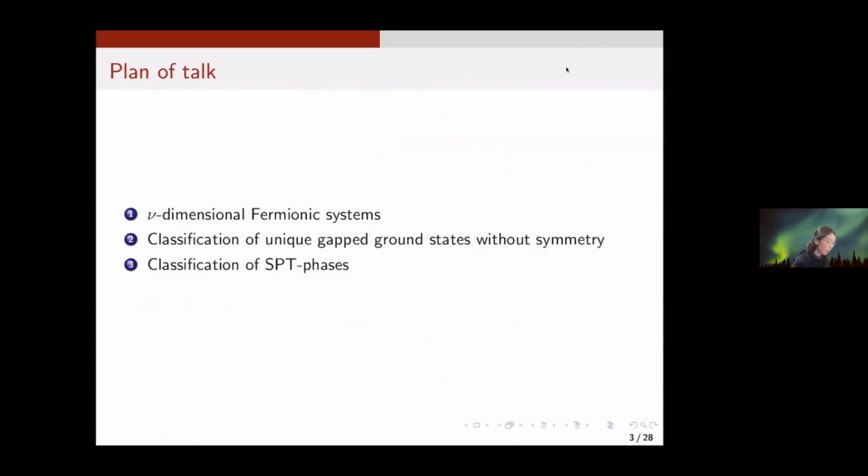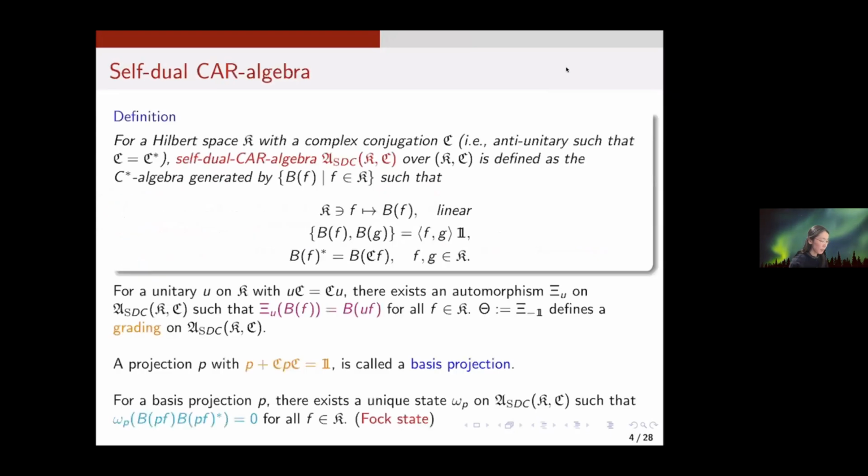Here is the plan of the talk. First, I would like to explain the setting, so I would like to introduce a two-dimensional Fermionic system. And second, before talking about the SPT classification problem, I would like to briefly think about a classification of unique gapped ground states without symmetry. And then I would like to move on to introduce symmetry and consider the classification problem of SPT phases. So that is the plan of the talk. Let me start from this first part about the setting.